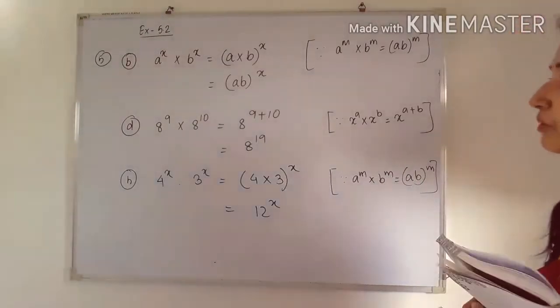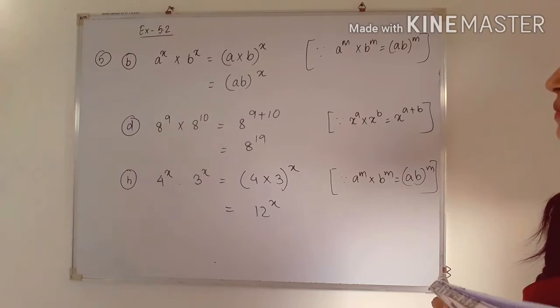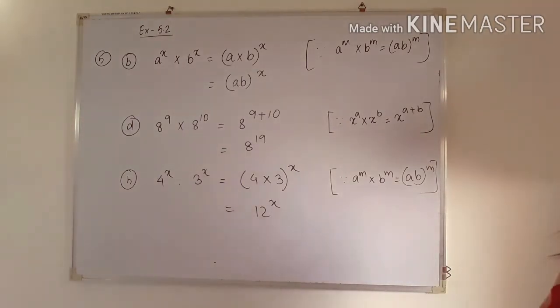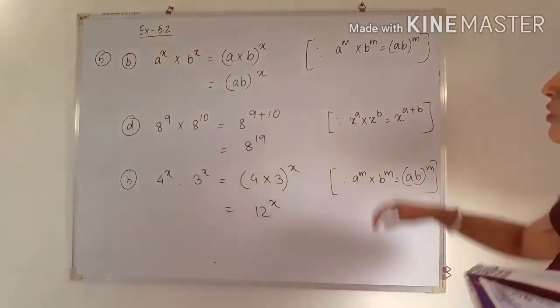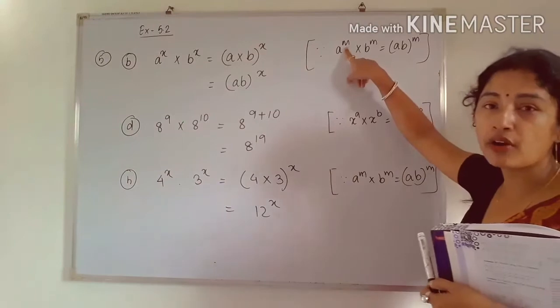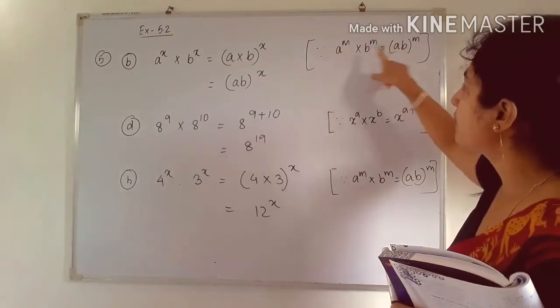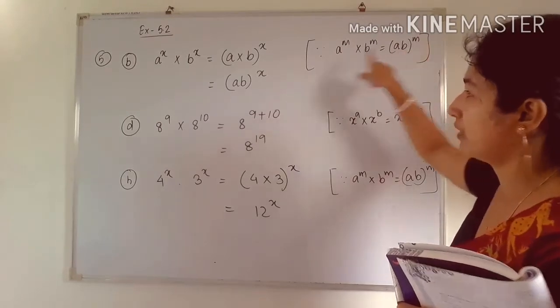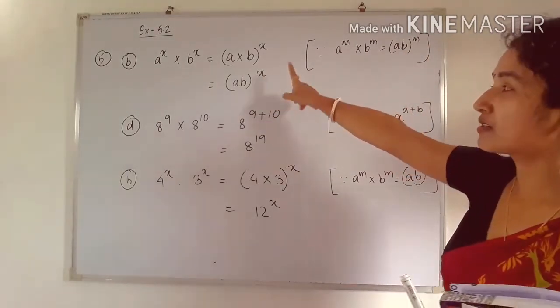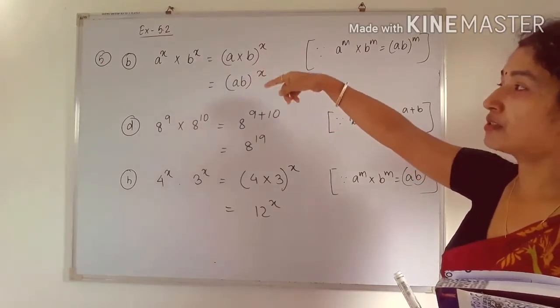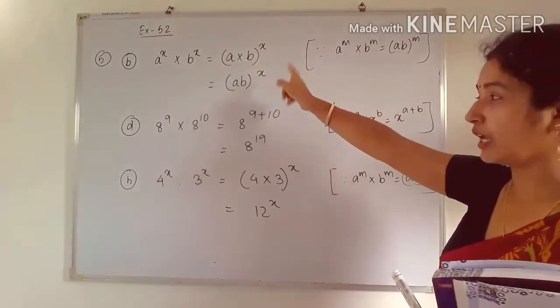So next question number 5. Here you have to express as a single power. So a to the power x into b to the power x can be written as (ab) whole to the power x. Here we are applying this law, a to the power m into b to the power m: the bases are different, the power is the same. So we can write (ab) whole to the power m. So (ab) whole to the power x, x is common in both a and b.